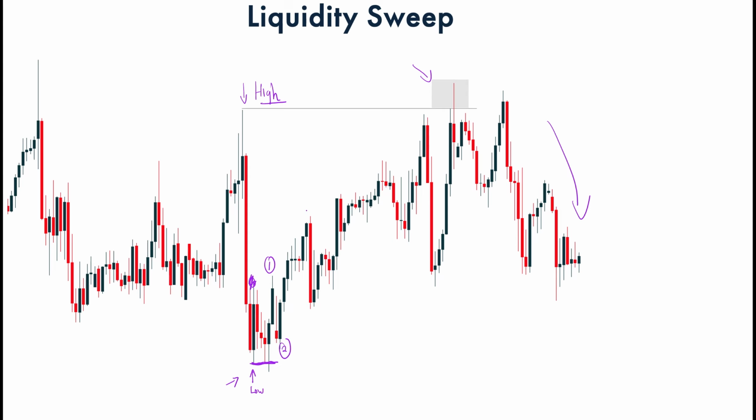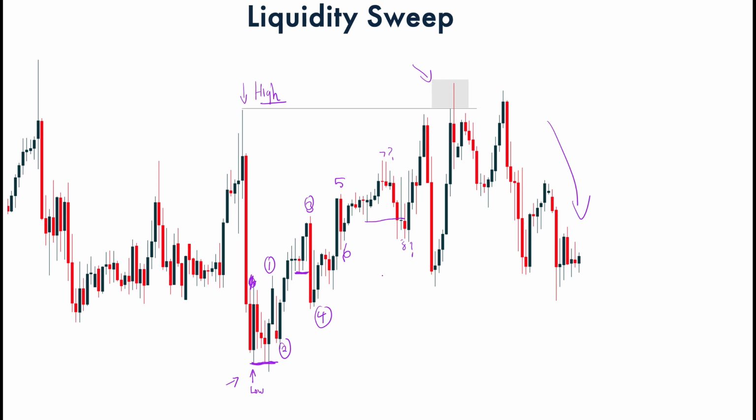We have 2, 3, 4. Why we say this is 4? It broke this low. And then we have 5, 6. And then is this 7? We'll put a question mark. Is this 8? We'll put a question mark.